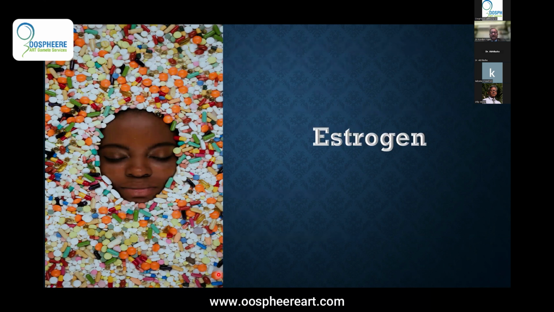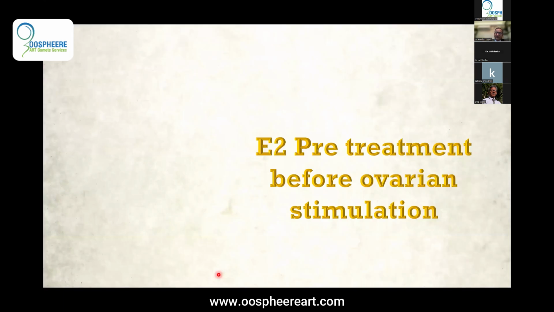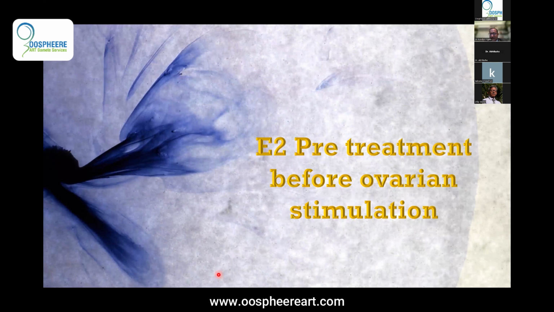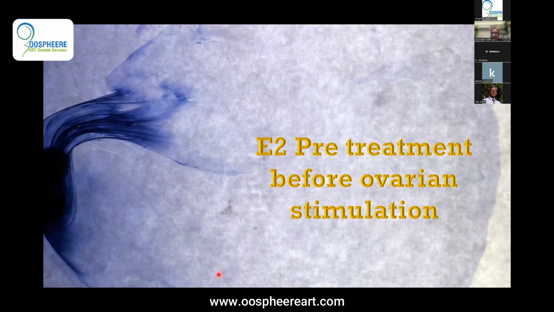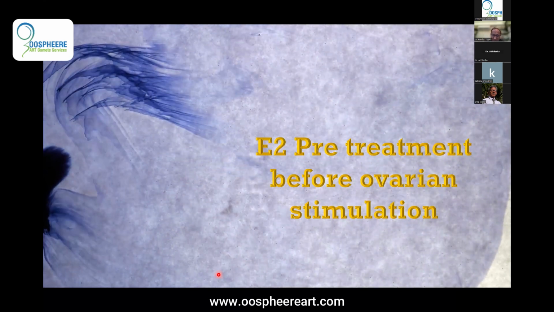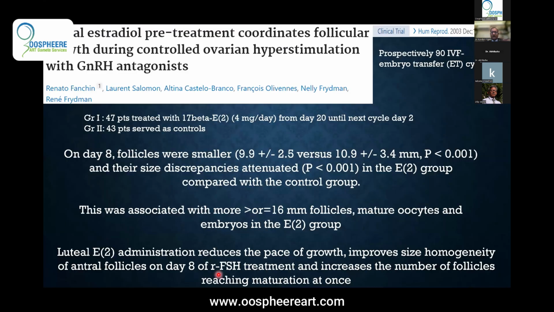So after discussion of two very important down-regulating agents, I'm going to focus mainly on another three molecules which are used for a different purpose. Like one is estrogen. Now, estrogen pre-treatment before ovarian stimulation. So it is like a long agonist protocol. We are using the agonist first and then starting ovarian stimulation. Here also, we are starting estrogen, then we are starting ovarian stimulation. So what is the purpose here? Now understand E2 is estrogen.